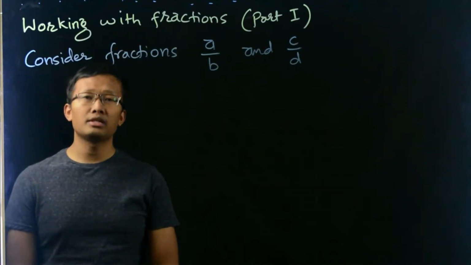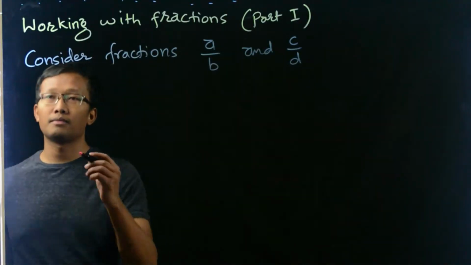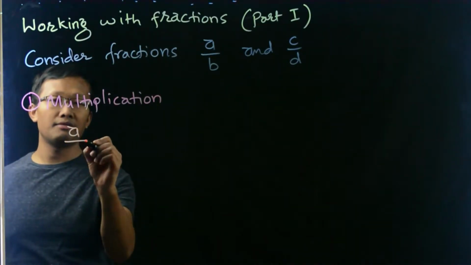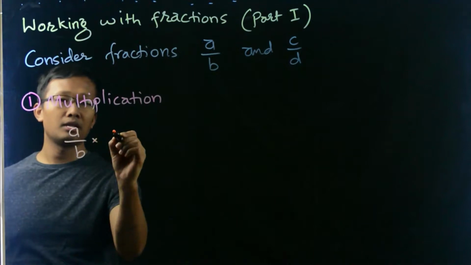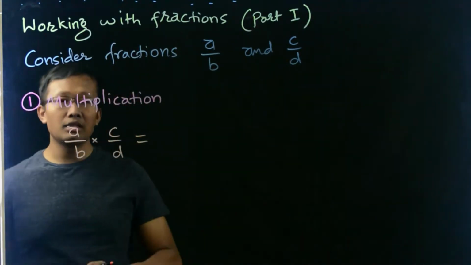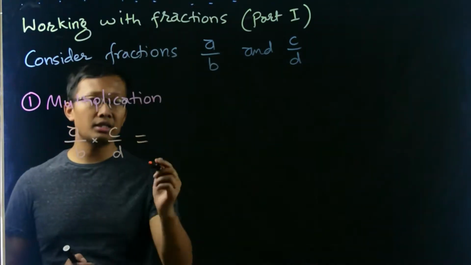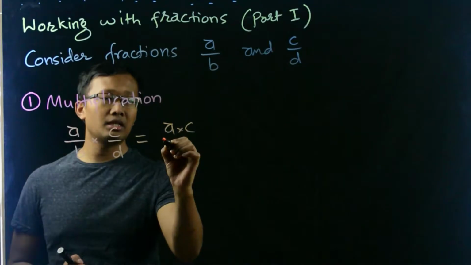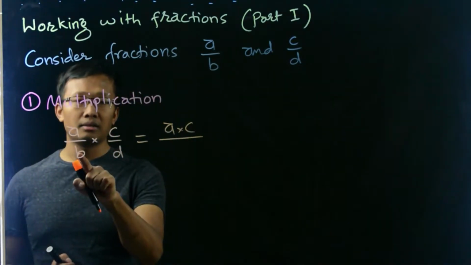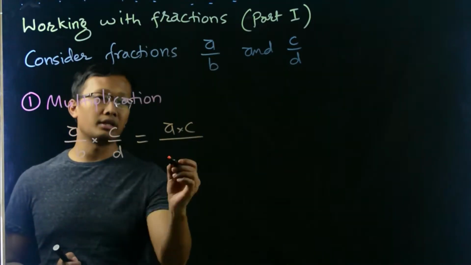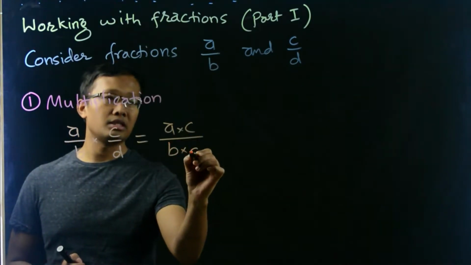The first rule is the multiplication rule. If we want to multiply two fractions, a divided by b times c divided by d, we multiply the numbers in the numerator, a times c, divided by multiply the numbers in the denominator, b times d.